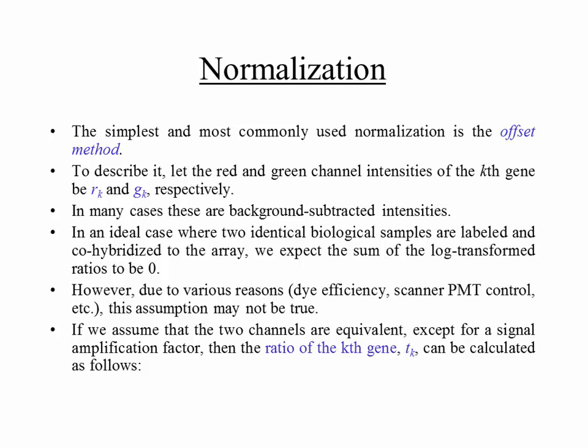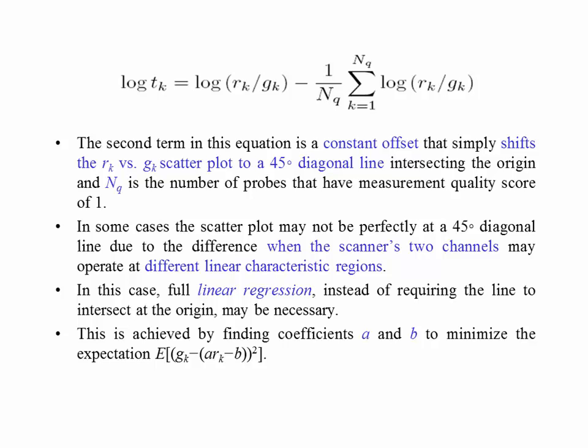So if we assume that the two channels are equivalent, except for a signal amplification factor, then the ratio of the kth gene, Tk, can be calculated as follows. Log of Tk will be log of Rk over Gk. That's actually the log ratio that you're measuring at that spot. And then there is this correction term, because these should have all summed up to 0, since you're basically using the same sample in both red and green colors.